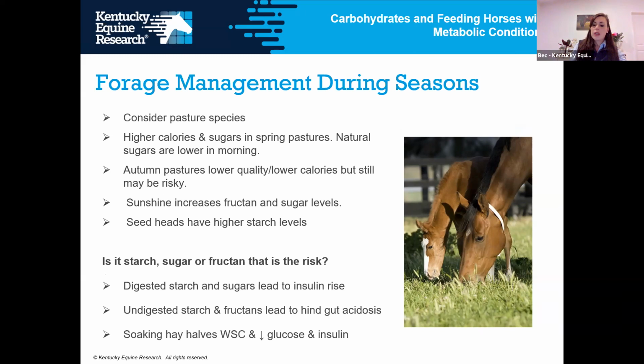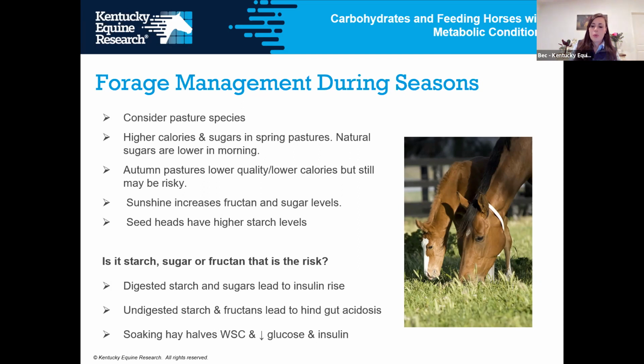Natural sugars are typically lower in the morning. So if you are going to let the horse out for a couple of hours, this is typically the best time to do it, and have them off the pasture by sort of 9 or 10 a.m. Not always very convenient for us, but that is the safest time to allow them to do that. The exception to that would be following a frost.